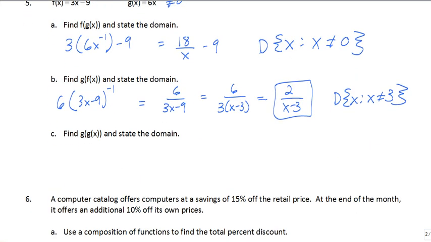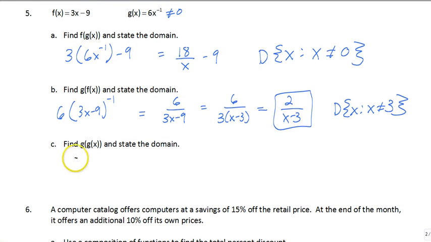And finally, find g of g of x. So, what is g of g of x? Okay, this is 6 times x. Actually, we have to input g of x into itself, so this x turns into 6x to the negative 1, negative 1. This is kind of like the problem we just did. When we do this, we get 6 times 6 to the negative 1, x to the first. 6 over 6 is 1, so you just get x.